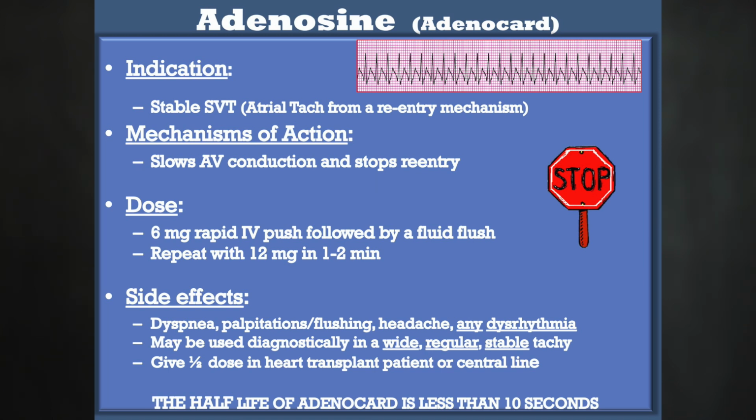Remember that when you give this drug to the patient and he has that change from a heart rate of 200 to a heart rate of 0 for a brief period, they're going to feel unique. They're going to have chest pain, shortness of breath, palpitations.